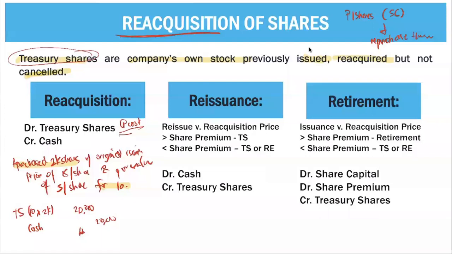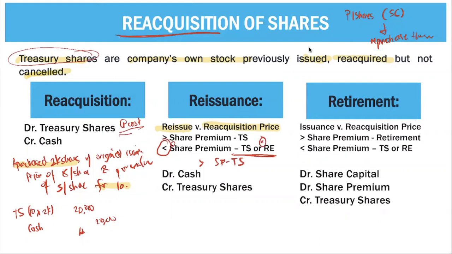Now, after your reacquisition, what happens thereafter is a reissuance. So there is a possibility that after you repurchase them or reacquire them, you can reissue them. So you issue, you repurchase, but you can also reissue. So in reissue, you compare the reissue price versus the reacquisition price. If ever reissue price is greater, then we place it to share premium TS. If lesser, we place it first to share premium TS and then RE.